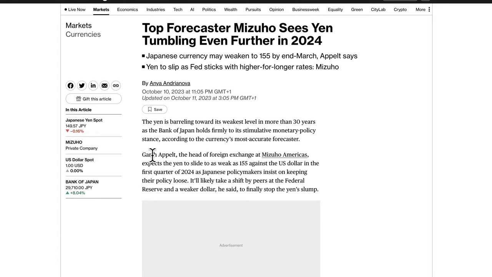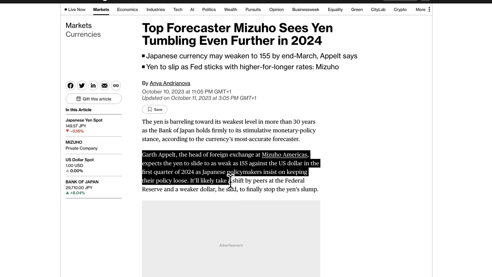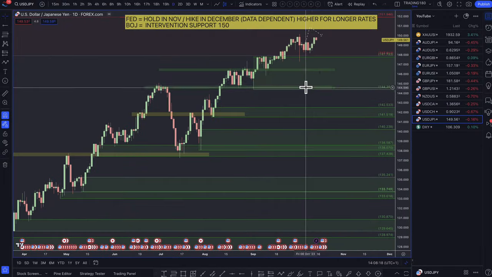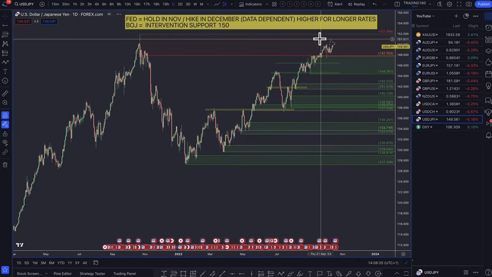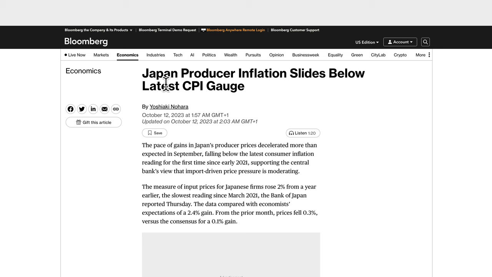And so I'll just read this as well. Garth Applett, the head of foreign exchange at Mizuho Americas, expects the yen to slide to as weak as 155 against the US dollar in the first quarter of 2024, as Japanese policymakers insist on keeping their policy loose. It will likely take a shift by peers at the Federal Reserve and a weaker dollar, he said, to finally stop the yen's slump. So 155 is a good 500 pips to the upside. How true that is, I don't know, or whether that's accurate, but I can see the case for it.